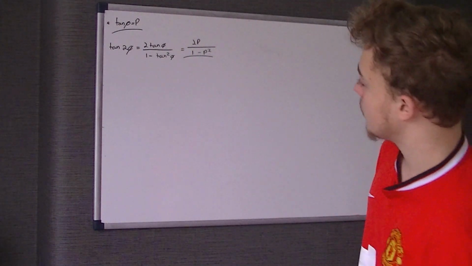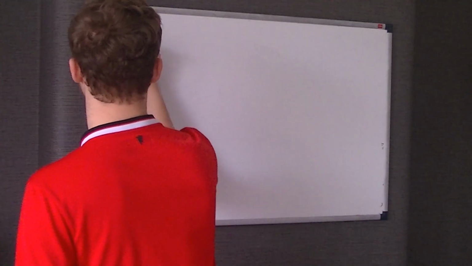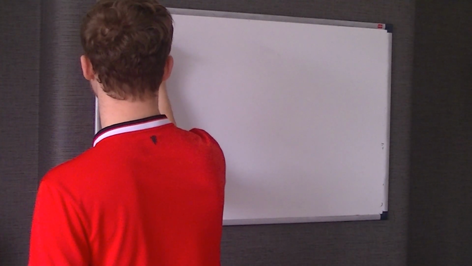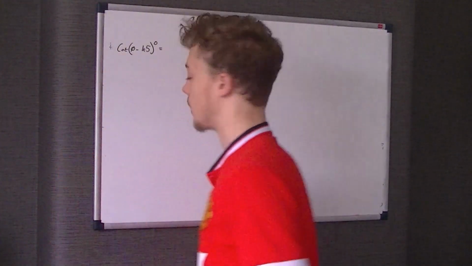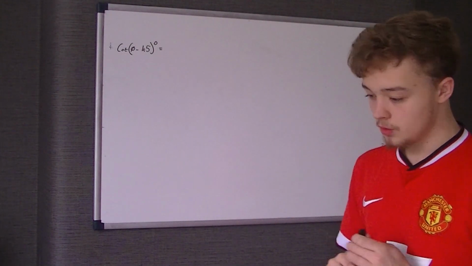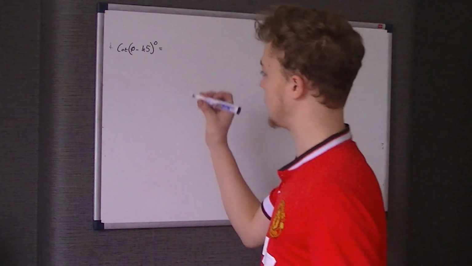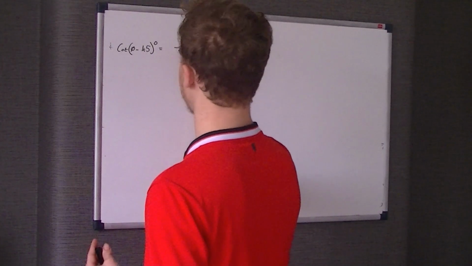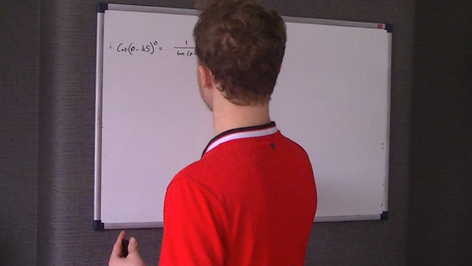Right. Okay, so the next one says cot of theta take 45 degrees. Okay, and we want that in terms of p. Well, the first thing I would do, because what we know is cot theta is 1 over tan theta, so what this is essentially saying is equal to 1 over tan of theta take 45 degrees.